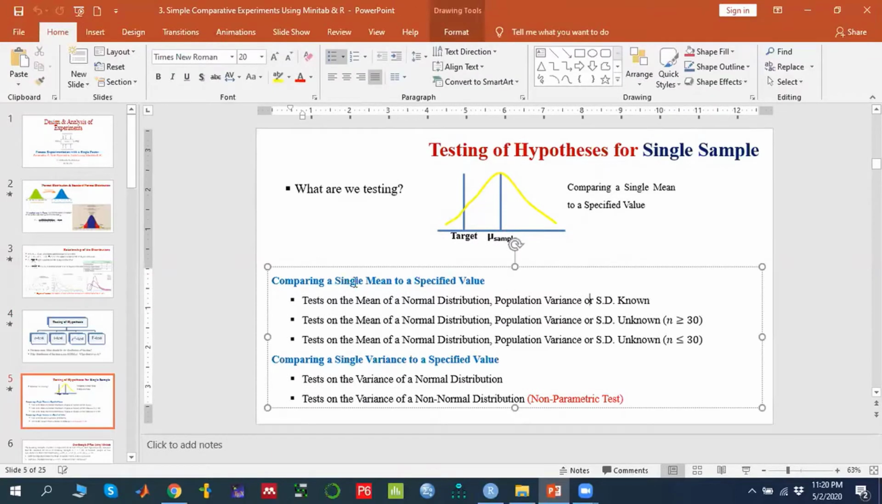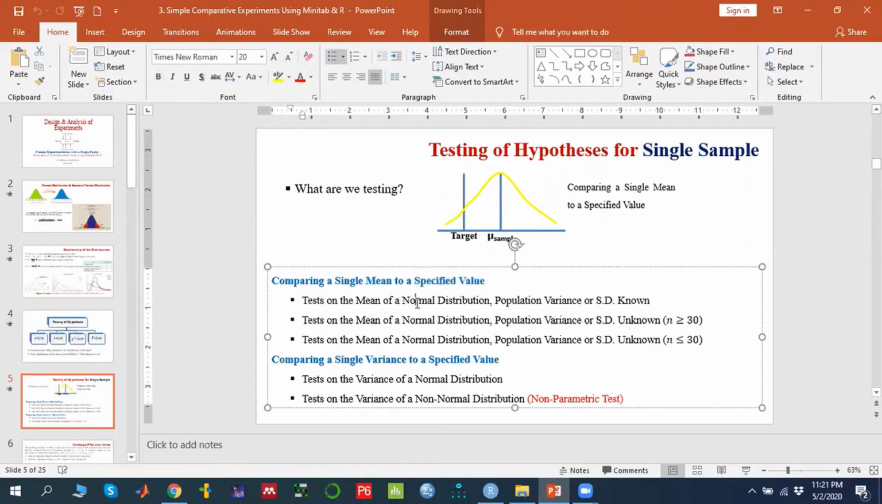And we can start with a single sample mean, when we are comparing a single mean, or you can say a single sample, to a specified value. A single sample mean is a single variable's mean, and we are comparing that mean to a specified value. As in the example of class marks, the teacher is claiming that on average the class marks are 90, and we want to check whether the class marks are on average 90 or not, whether that claim is right or wrong.